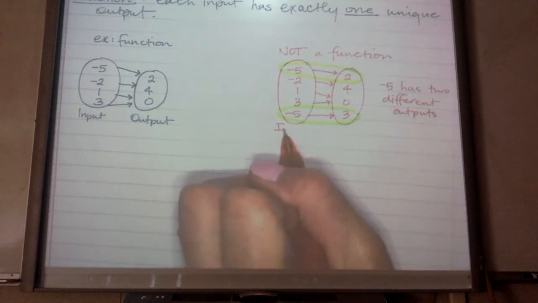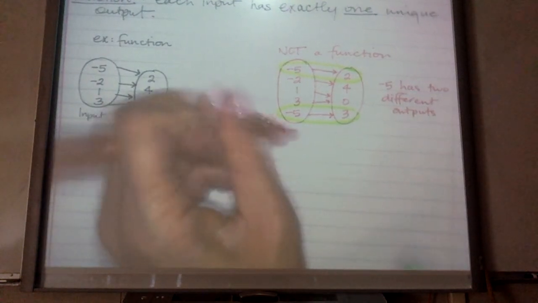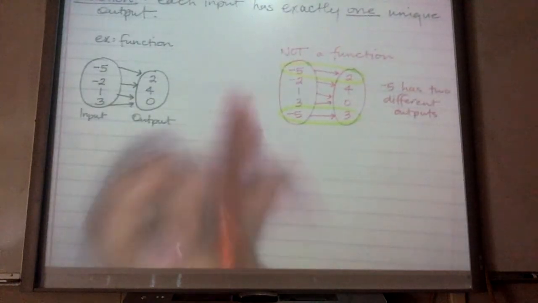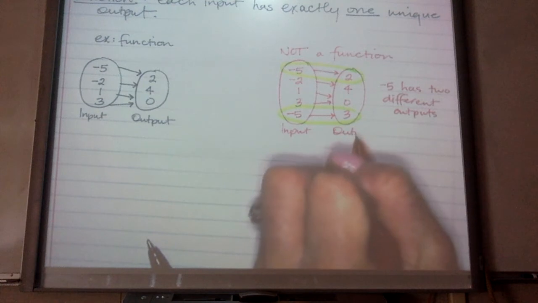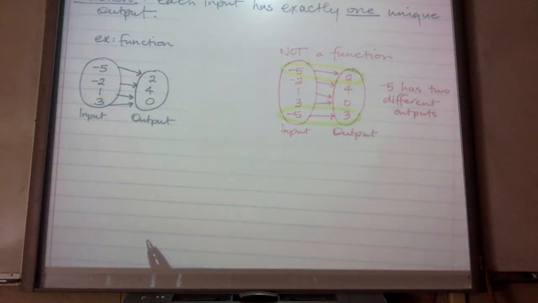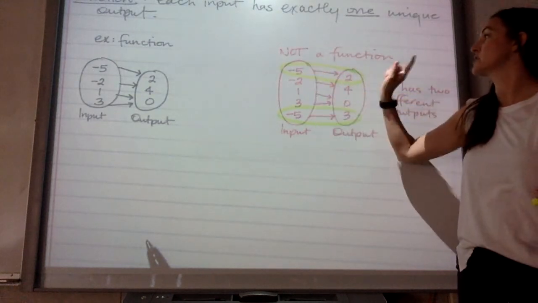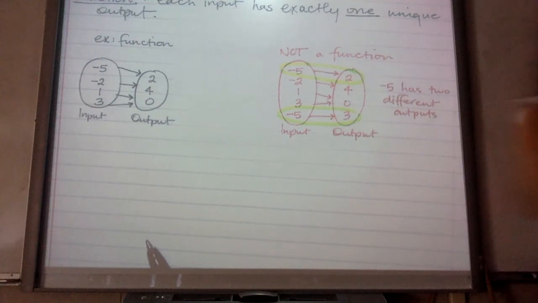Again, if it's on the left, this is your input, and this is your output. So that is one way to tell whether something is a function by your input and output. Every x should have only one output, no matter when. Think of this as a machine. No matter when I plug in -5, I should always get the same output. Okay?